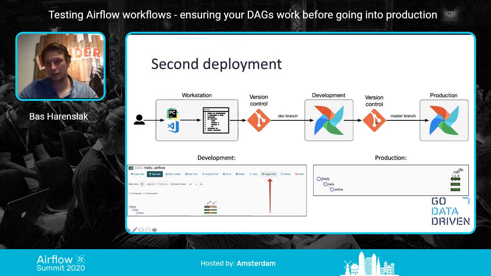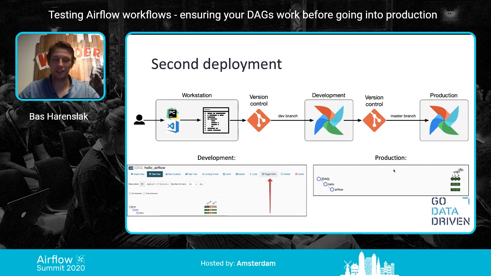Once that happens, they merge to master, and then this is the production setup where you don't have this sort of junk of failed runs and attempts to get stuff correct. The production setup is sort of a clean version of your workflow.